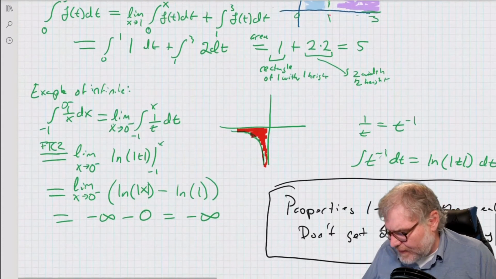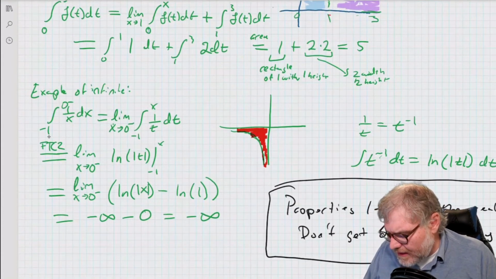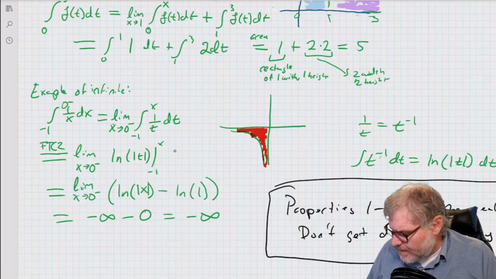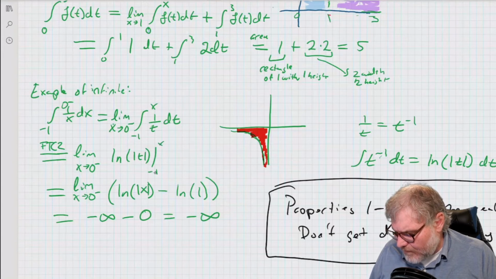Now here's an example of an infinite one. Let's go from -1 to 0 of 1 over x dx. Well, this is going to be the limit as x goes to 0 of the integral from -1 to x of 1 over t dt. So I'm taking the limit. Well, by FTC2, I'm going to get the limit as x goes to 0 of the log of the absolute value of t evaluated from -1 to x. So now I take this limit here, and I'm going to wind up with negative infinity minus 0, which is just negative infinity.